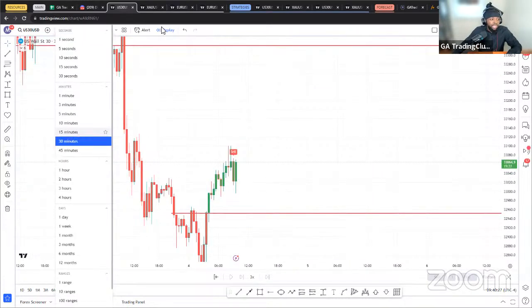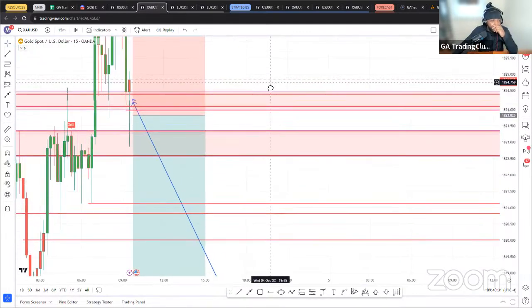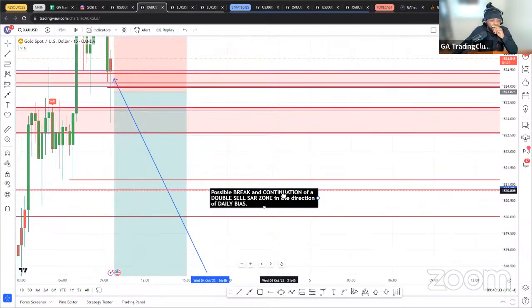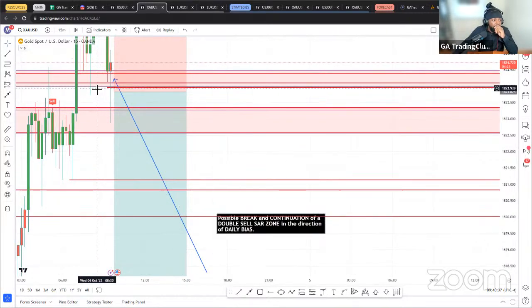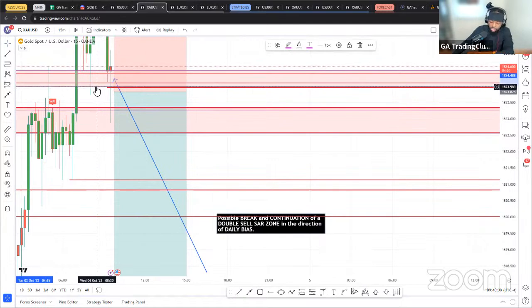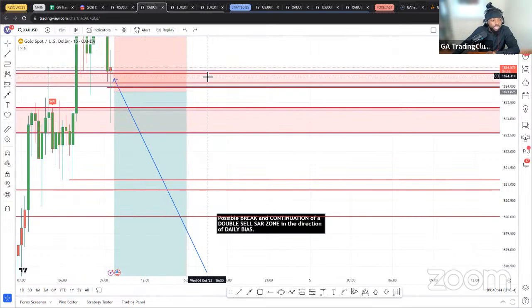So I don't think we'll catch any US 30 trades. Gold, based off of where gold is, this is actually a triple sell SAR. The reason is because if I delete this, let me show you guys, you'll see 1, 2, 3. For this one, the top one is at 1824.3 and the bottom one is at 1823.9. So that zone is a 0.4 pip zone, or a 4 pip. Is it 4?